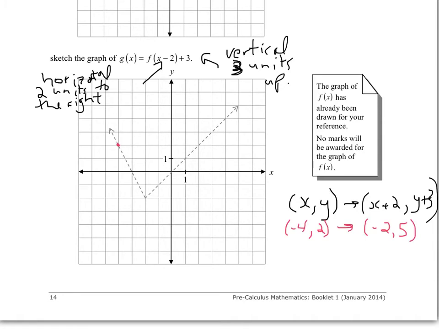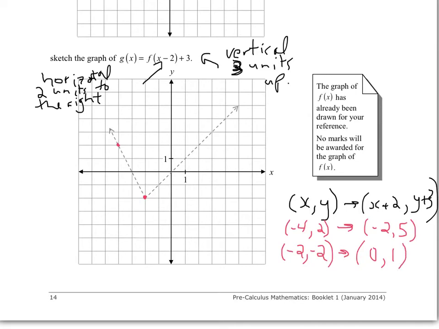The next important point that I'll pick is this lowest one right here. This lowest point is at -2, right? 2 to the left and 2 down. So it's at (-2, -2). And if we were to get the coordinates of this new point, it would become 0, since -2 plus 2 is 0, and -2 plus 3 is a positive 1.